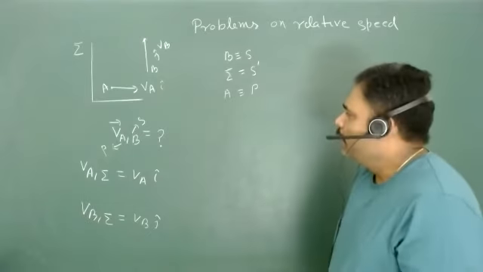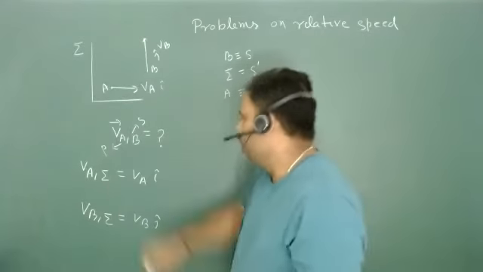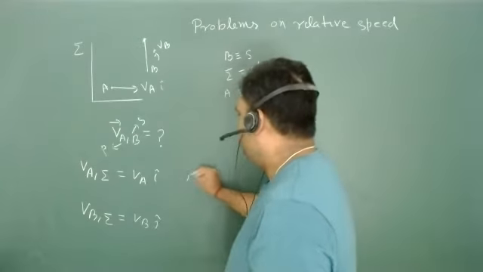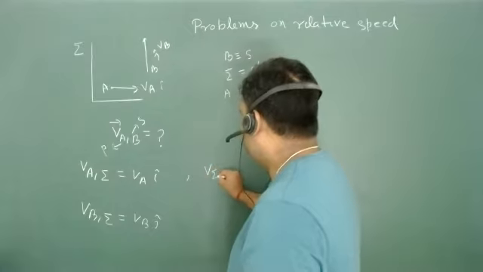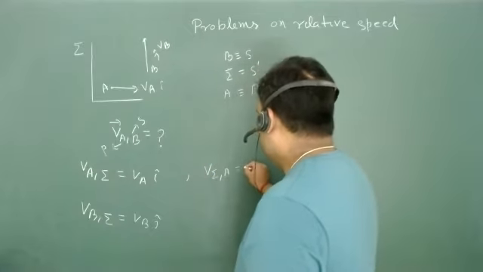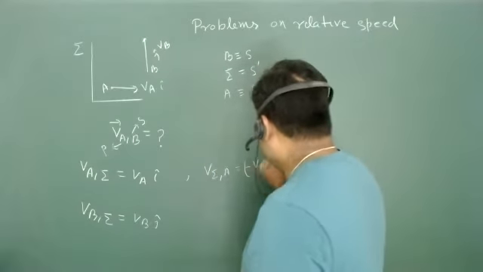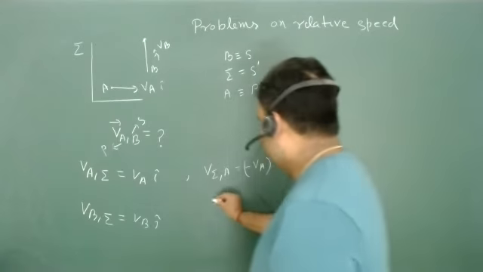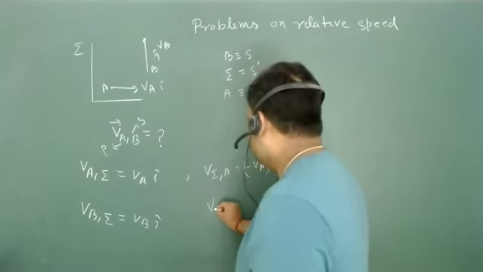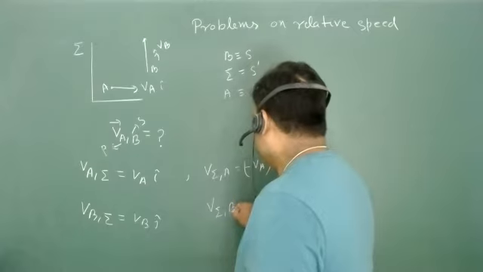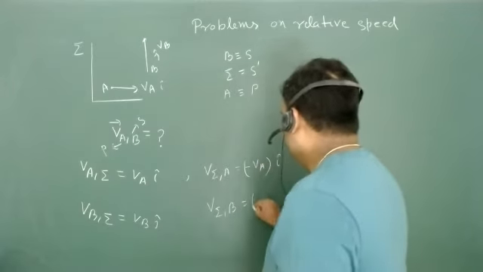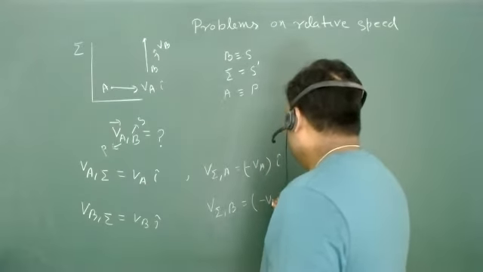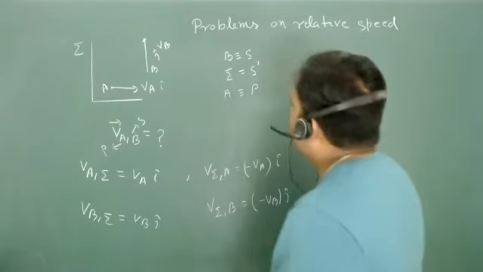Okay, and now we can write this in another way also. This can be written as the velocity of sigma with respect to A is minus VA. We will keep the minus sign, something like this, in the i cap direction, and the velocity of sigma with respect to B is minus VB in the j cap direction.